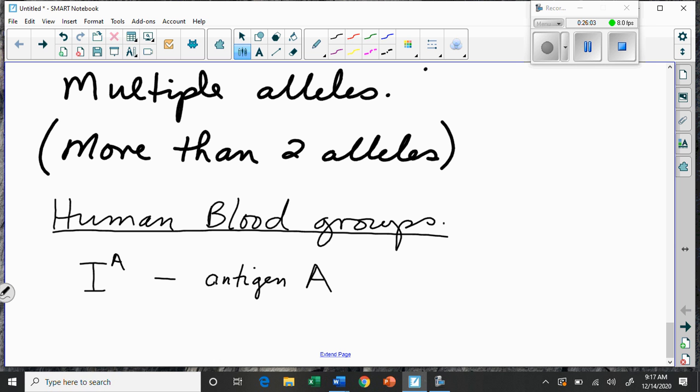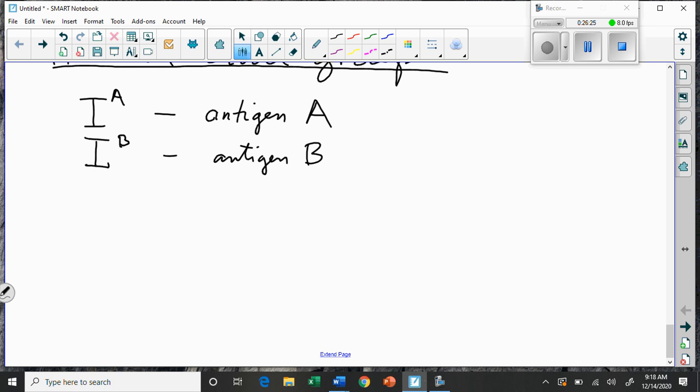Remember, an antigen is a special protein on the outside of blood cells that serves as a way to identify and whatnot. Okay, then there's allele B, which produces the B antigen. And then there is another allele, which is the small i. The reason we're using a capital I for the first two is because they are dominant over the small i allele. The small i allele produces no antigens.